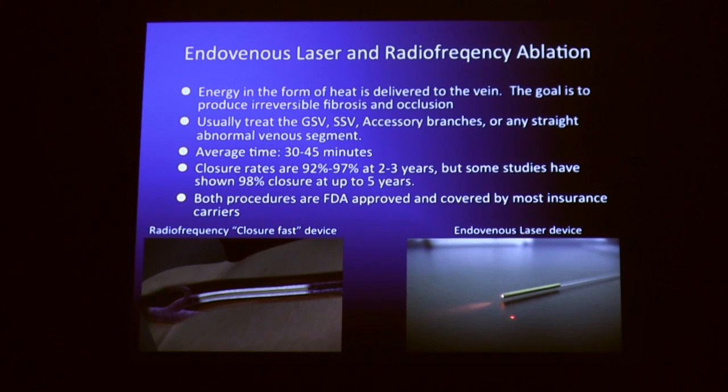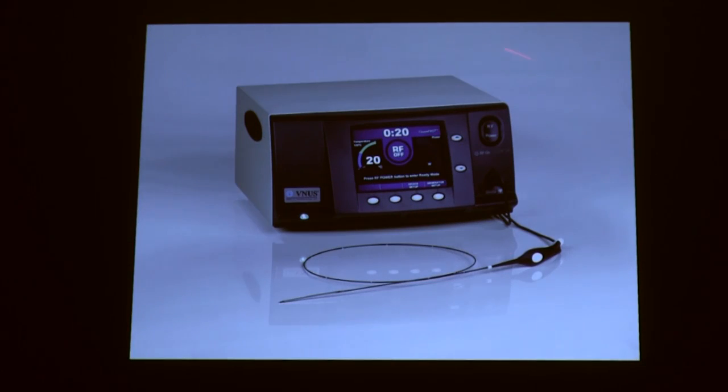And the laser looks like this. This is a laser with heat at the tip, and we pull it back at a certain level. It does usually take us 30 minutes, more or less, to do a vein. Here's the machine. This is a radiofrequency machine, and this is the 7 centimeter heating element. Here we're prepping a leg.